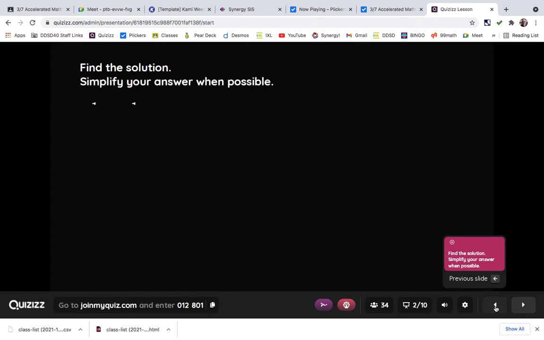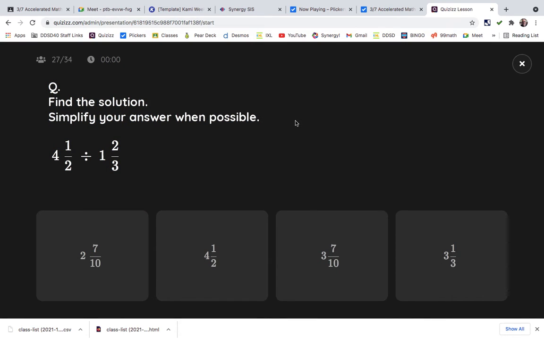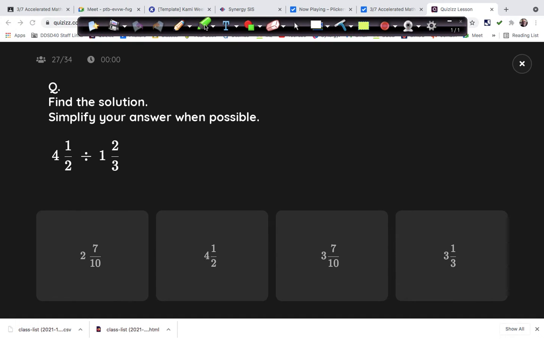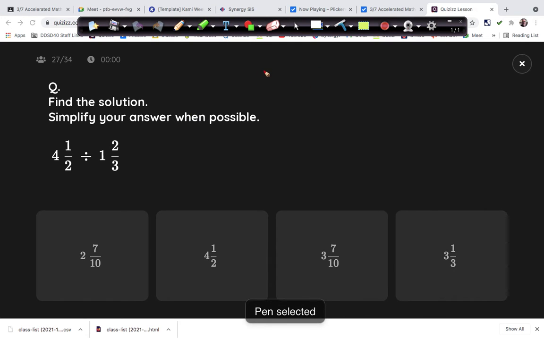Okay, so here is the first question that we did. And let me pull out my pen here. We'll write in red. It'll show up really well. So what we have to do when we're multiplying or dividing mixed numbers is change to improper fractions. So 4 1/2 equals 2 times 4 is 8 plus 1 is 9.